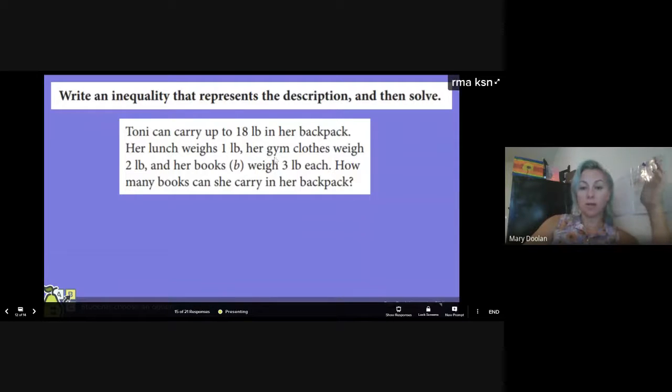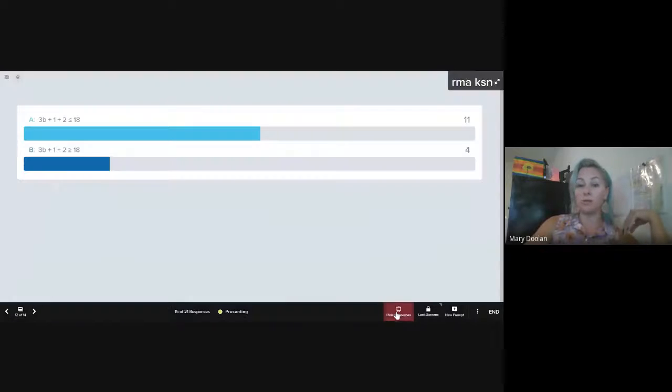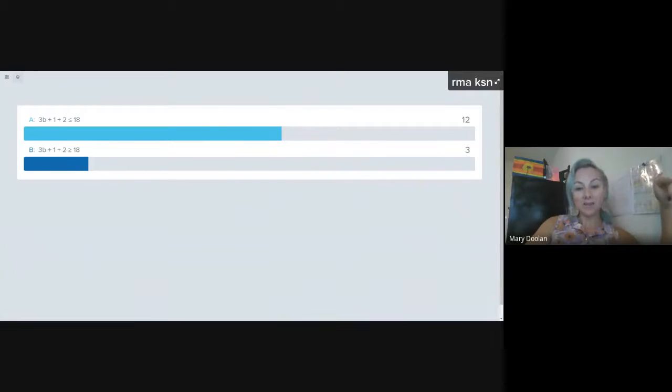Numbers like 10, 12, 14, these are good numbers. These will work. Anything over 18, she can't do it. We're going to break Tony's back, and we don't want to do that. So the correct answer here is A. The total weight of the backpack, 3b plus 1 plus 2, has to be less than or equal to 18.